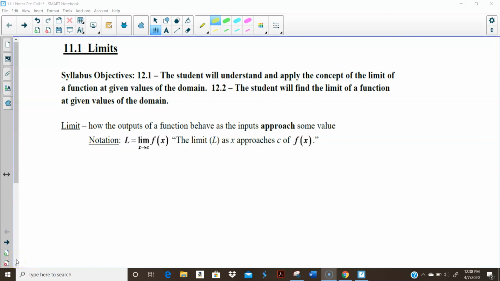So now that you've reviewed limits on Khan Academy, we're going to start filling out the notes on page 168 in your note guide, 11.1. A limit is how the output of a function, and again, output is f of x or your y values of a function, behave as the input or your x values approach some value. The notation is: the limit as x approaches c of f of x is how you read that.